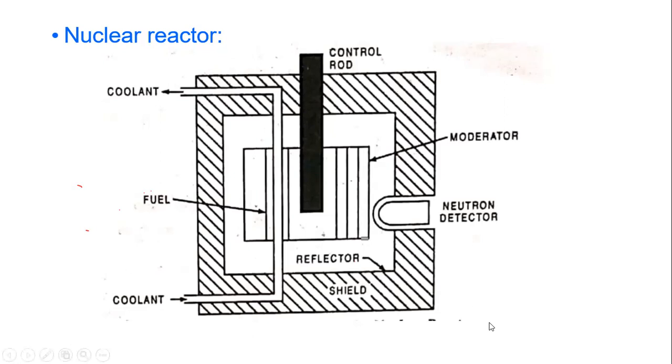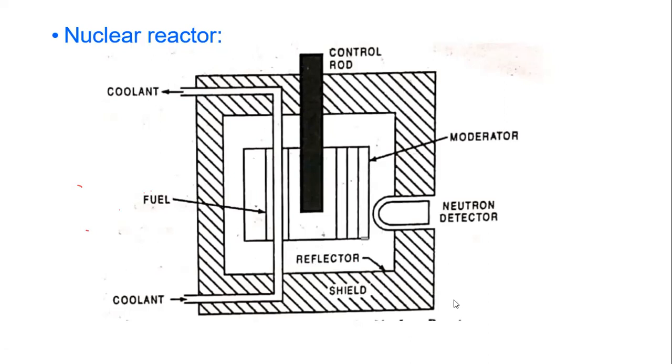Next one is the reflector. The reflector completely surrounds the reactor core. By using these reflectors, we can prevent the escape of neutrons. ఏ న్యూట్రాన్స్ అయితే ఎస్కేప్ అవుతాయో వాటిని ప్రొటెక్ట్ చేయడానికి రిఫ్లెక్టర్ అనేది మనకి యూస్ చేసుకుంటాం.